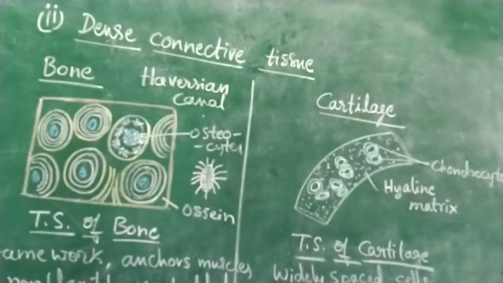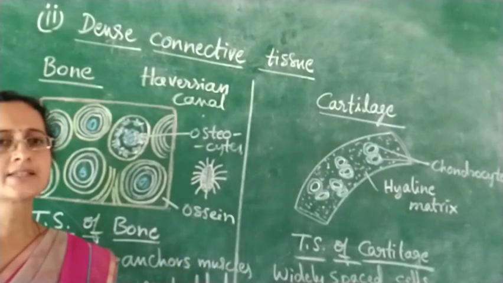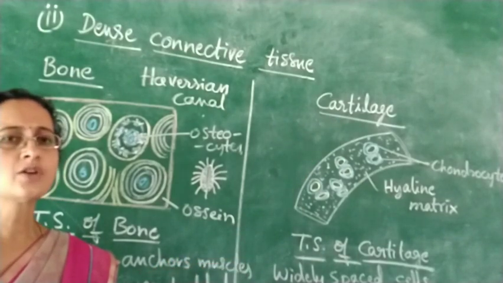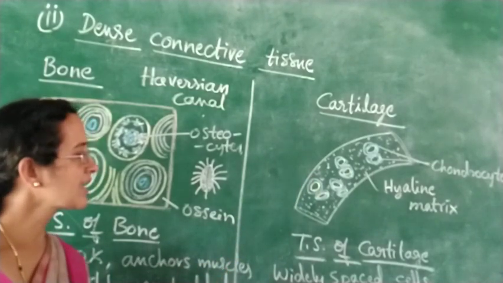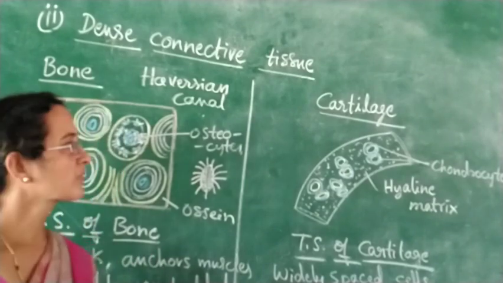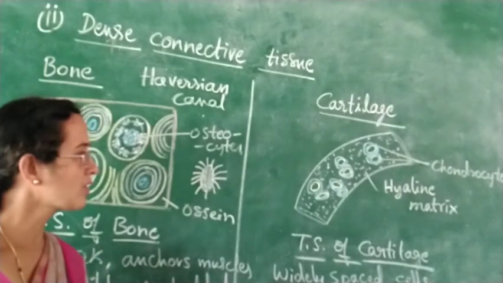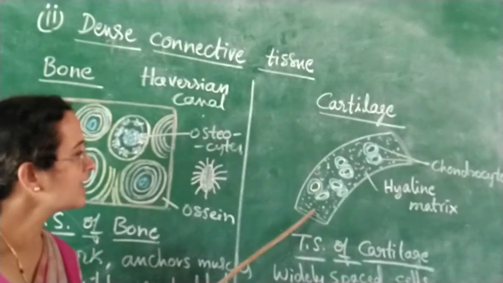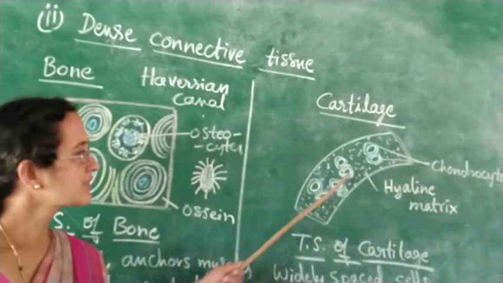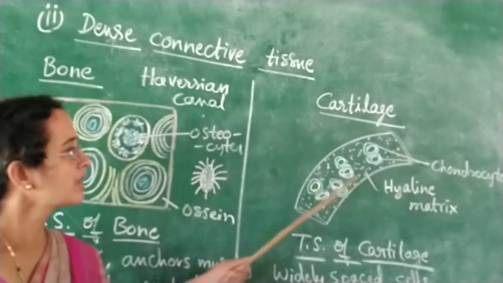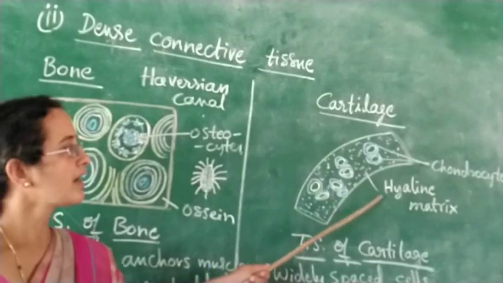So coming to another type of dense connective tissue called cartilage. So this cartilage is somewhat smooth type. Similar to bone, having the smooth texture, it is found in regions like nose, ear, trachea and larynx. See, when you take a cross section of the cartilage present in the ear or nose, you find very widely spaced cells. The cells which are not tightly packed, you can see the widely spaced cells called chondrocytes. So chondrocytes are embedded in a matrix called hyaline.